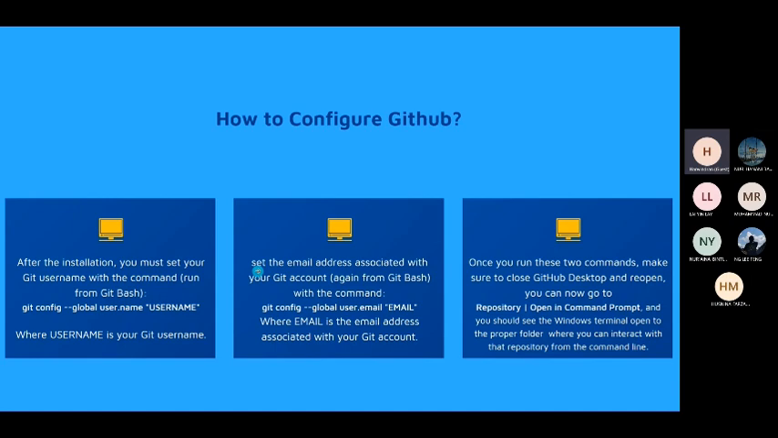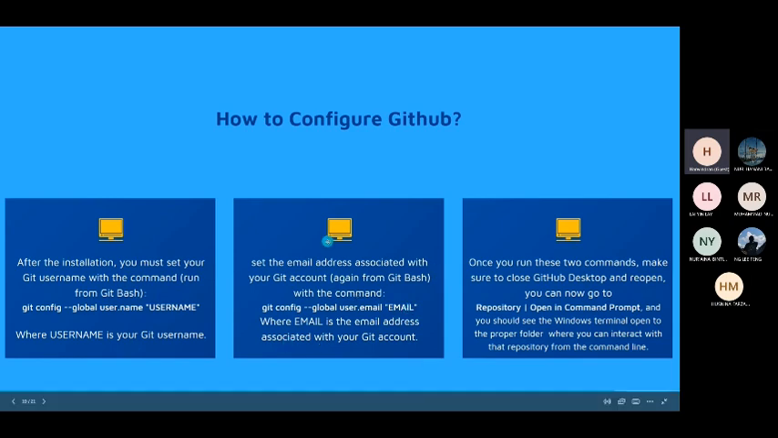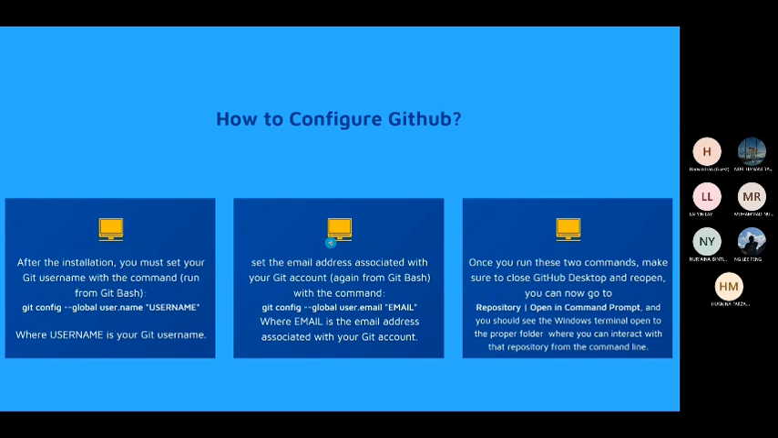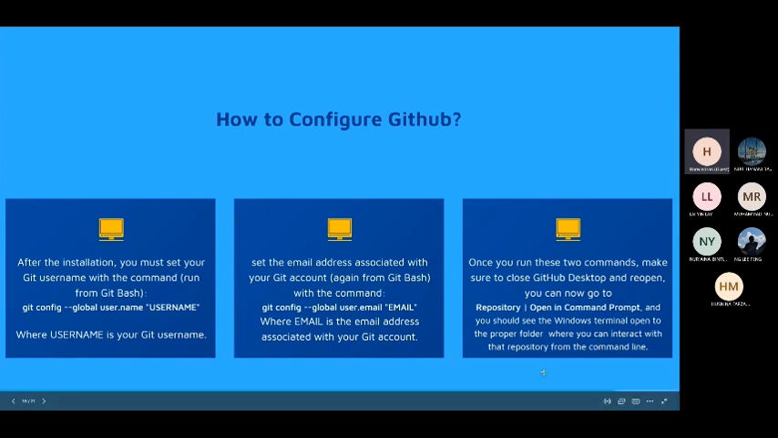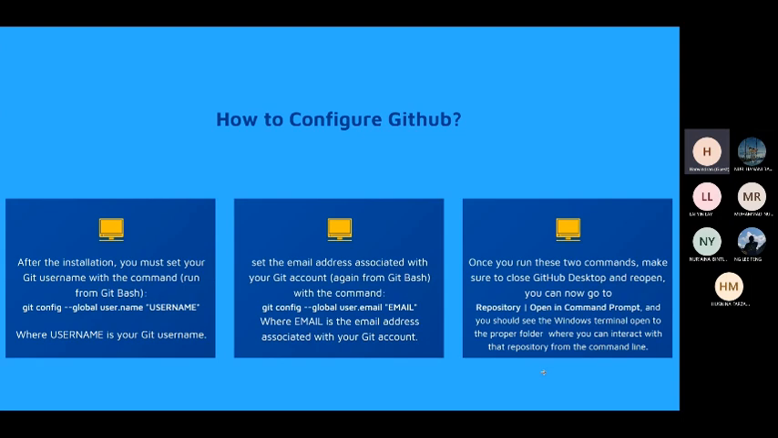Then set the email address associated with your Git account, again from Git Bash with the command git config --global user.email, where email is the email address associated with your Git account, the email that you use to register your GitHub. Once you run these two commands, make sure to close GitHub Desktop and reopen. You can now go to repository, open in command prompt, and you should see the Windows terminal open to the proper folder where you can interact with that repository from the command line.